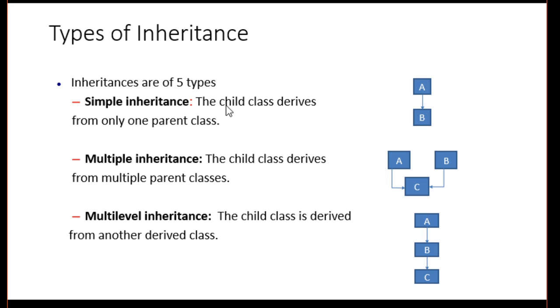Simple inheritance: the child class derives from only one parent. A is the parent here and B is the child. Next, multiple inheritance, where the child class can derive from multiple parents. Next, multi-level inheritance, where the child class is derived from another derived class. C is the ultimate derived class which is derived from B, and B in turn is derived from A.